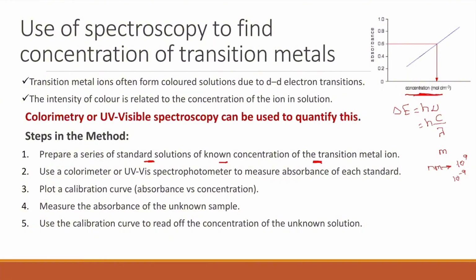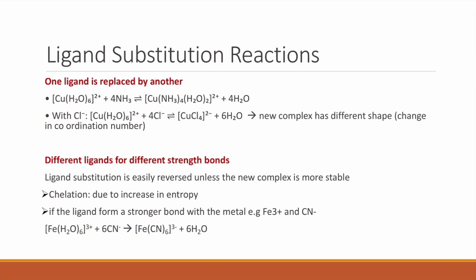That will give you a straight line, as you can see here, this blue line. So it's a straight line between the absorbance and the concentration. Then you will measure the absorbance of the unknown sample, find the absorbance, and then find this curve to find the concentration of your unknown solution. This is how you find the concentration of an unknown solution of a complex ion or of a transition metal.